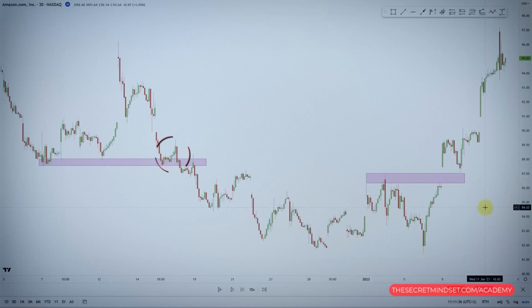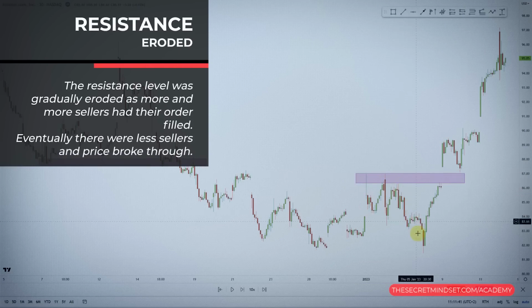Price then plunges through the zone with little difficulty. And also look at this resistance level. The upper zone was tested several times, and sellers came in pushing the price down. This resistance level was gradually eroded as more and more sellers had their orders filled. Eventually, there were fewer sellers and price broke through.